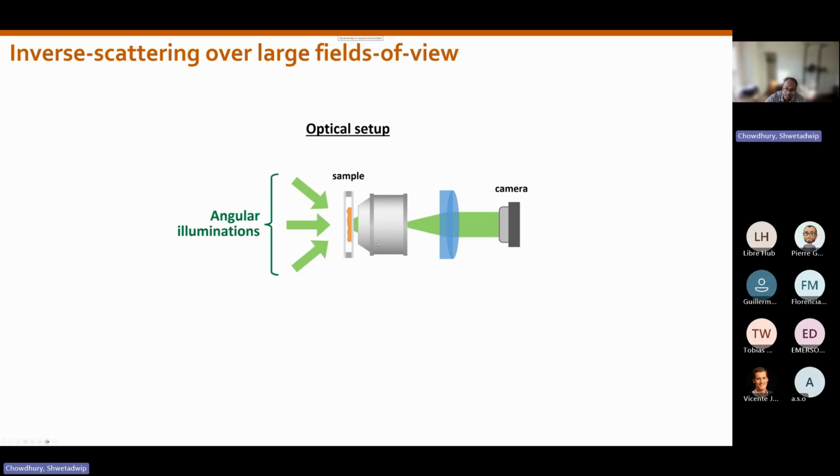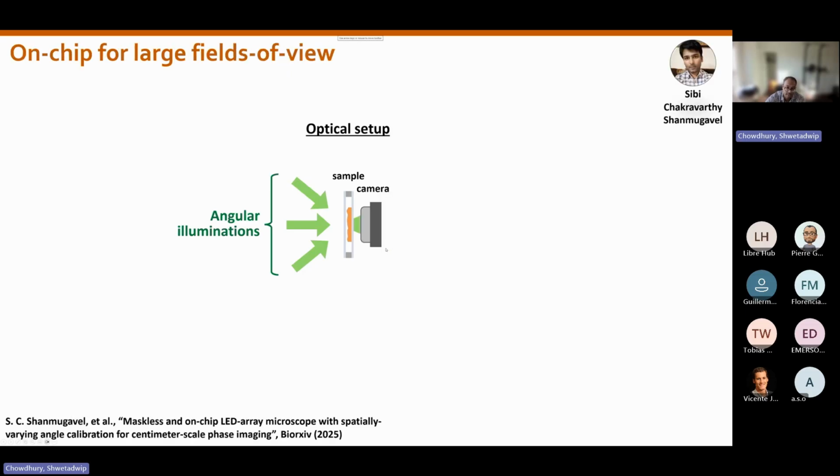And so our strategy moving forward was to actually remove the lens and then just stick the camera directly to the sample. This way, our optical resolution is still theoretically limited just by free space propagation. So it's not limited by any lens. And our field of view is only limited by the sensor size.